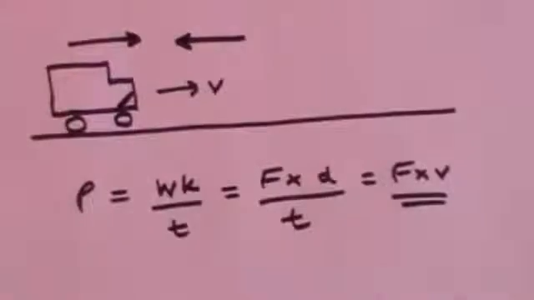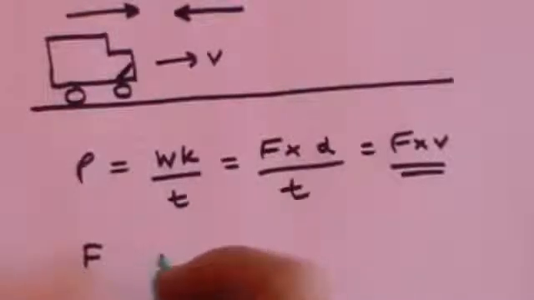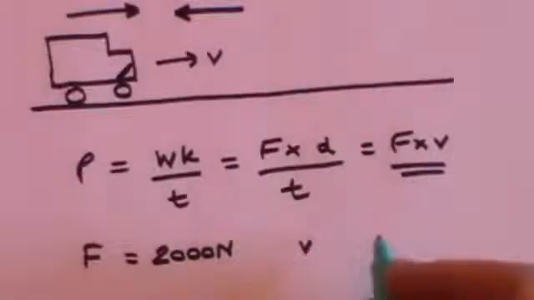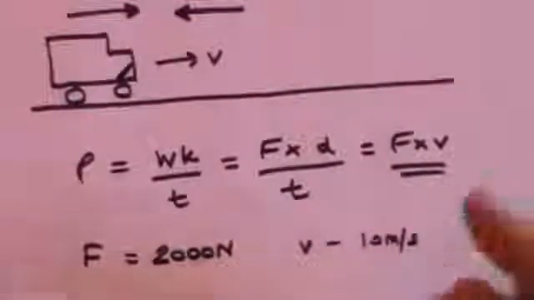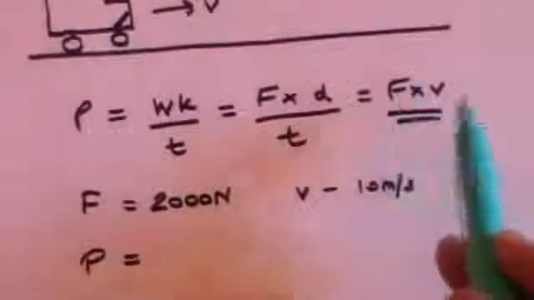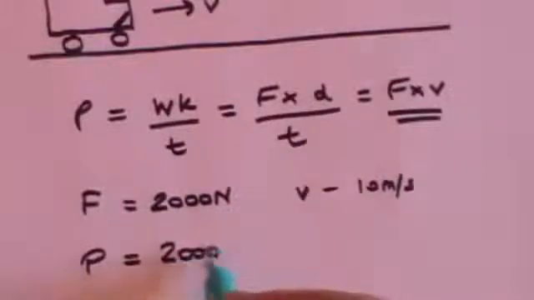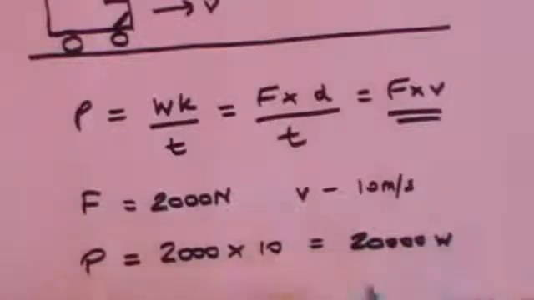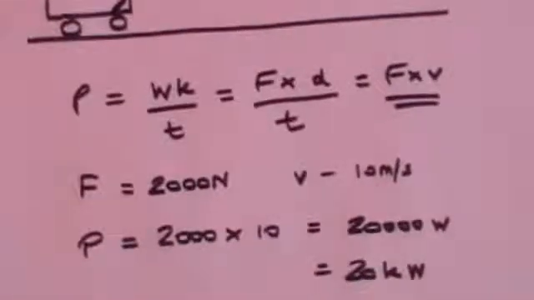So let's say that the force of the engine is 2,000 newtons and the velocity is 10 meters per second. What then would be the power of the engine? Well, that would simply be force times velocity, which is 2,000 times 10 is 20,000 watts, or if you like, 20 kilowatts, because 20,000 is 20k. So 20 kilowatts of power required by that engine.